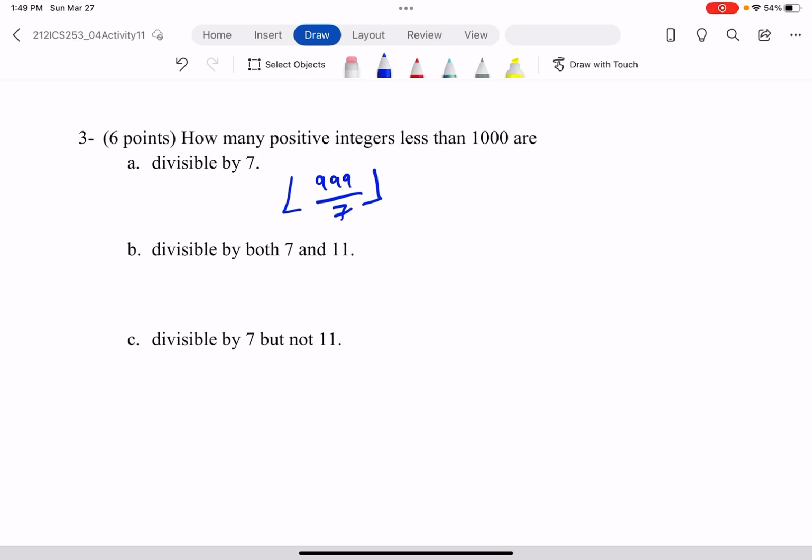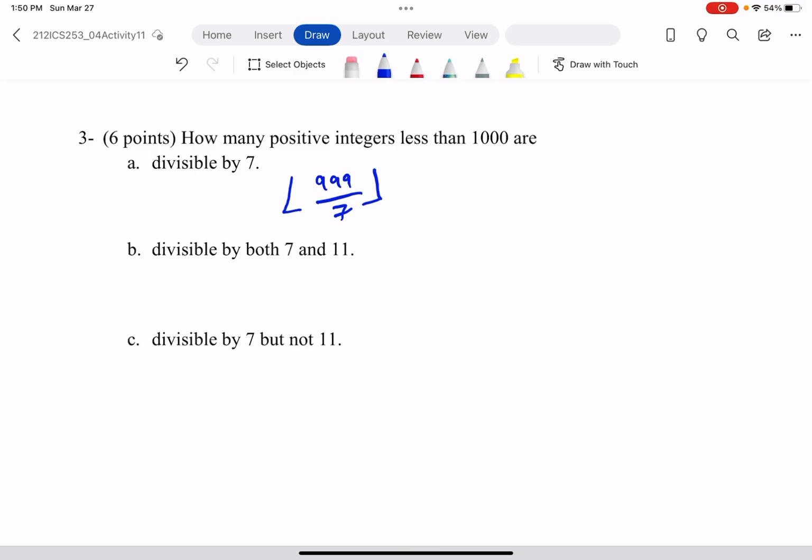Now let me explain why, and then I will go to the second one. You said less than. By the way, in these questions, it's good to go with small numbers. First of all, is 0 included? No, 0 is not included. Let's choose a small number, 30. If we choose 30, how many numbers less than 30 are divisible by 7? 4, right? Okay, what if I said 28? How many less than 28 are divisible by 7? 3, not 4, right? So that's why we should start from here, because it says less than. That's why it is the floor of 999 divided by 7.